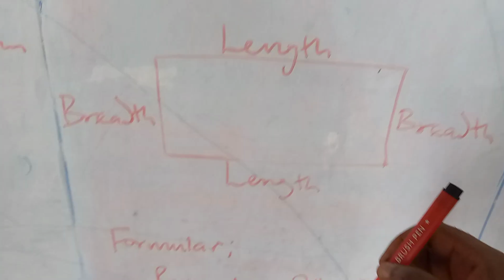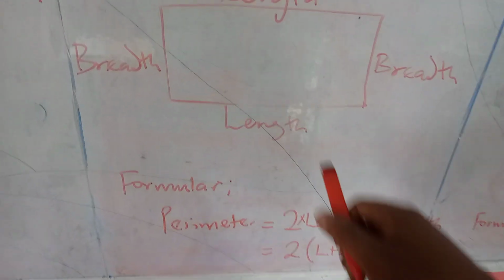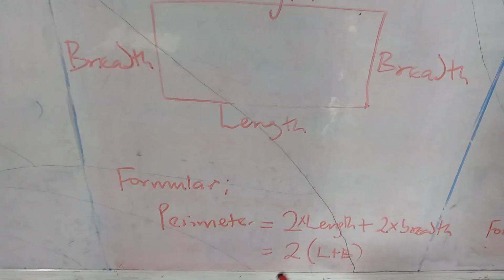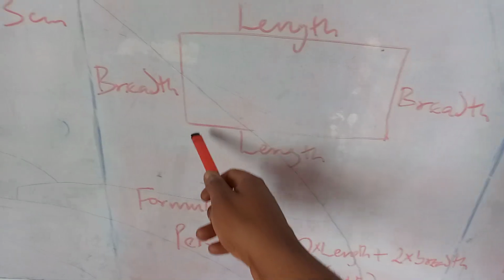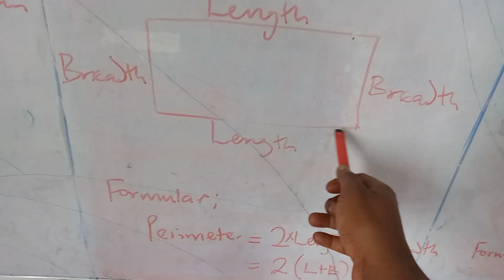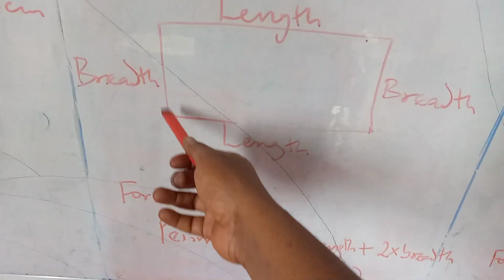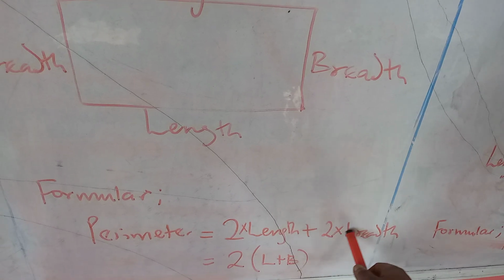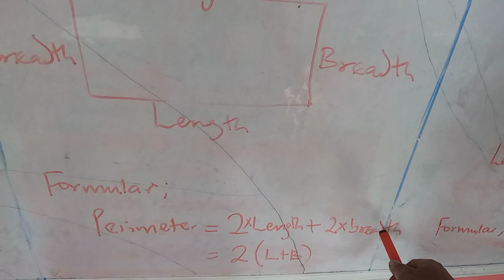So to find the perimeter, we use the formula, right? The formula depends on how many lengths we have in this figure. We have 2. That is 2 times length. You measure from here to here, and I measure from here to here, of the same length. Then how many breadth do we have? We have 2. That is plus 2 times breadth. That is the 2 lengths plus the 2 breadth.